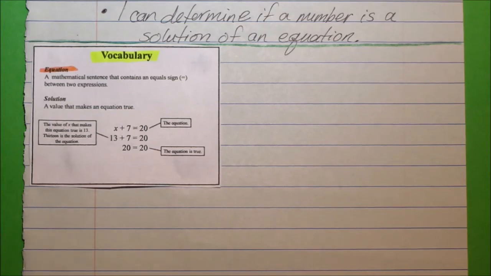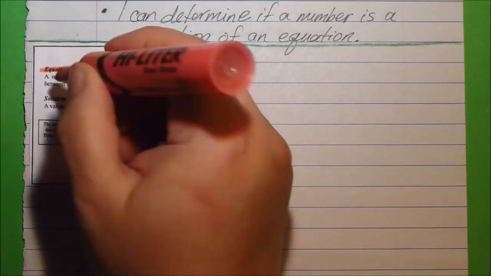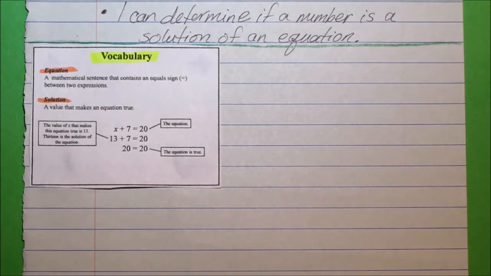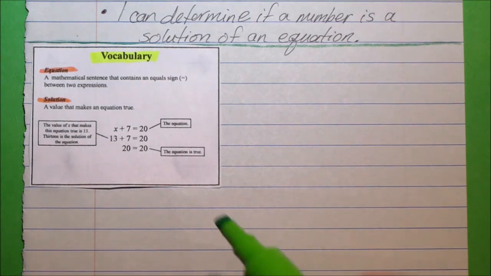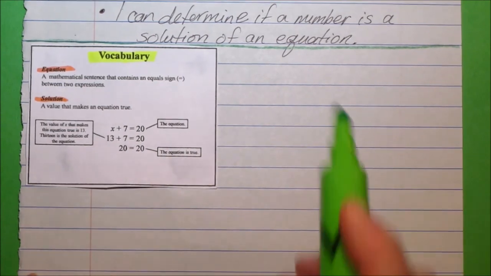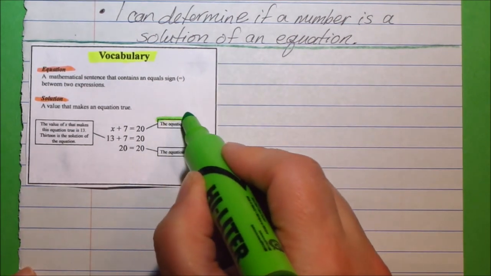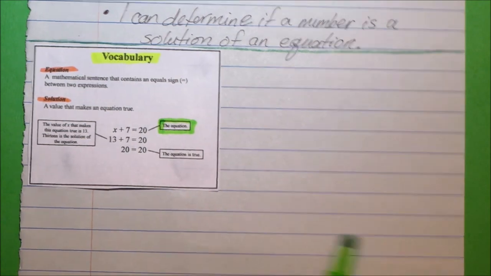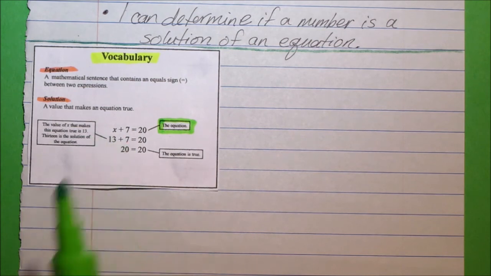So the other piece of vocabulary we have here is solution. A solution is the value that makes an equation true, all right? So here's what they're talking about. Right here, x plus 7 equals 20. That is an equation. X plus 7 equals 20 is an equation. We have an expression, an algebraic expression of x plus 7 on one side of the equal sign and a constant, 20, on the other side.